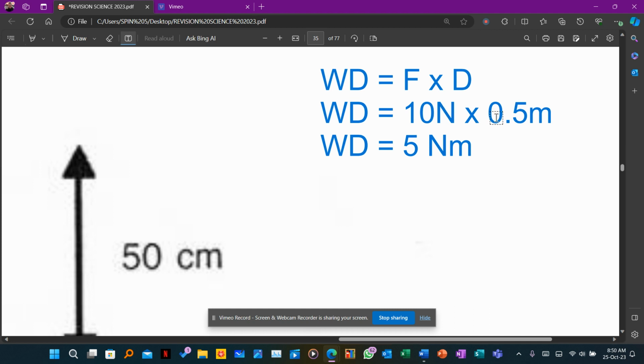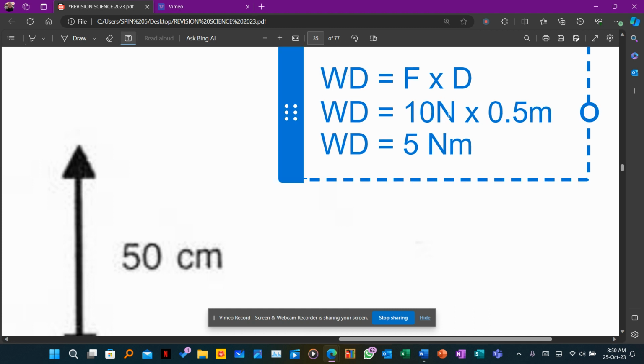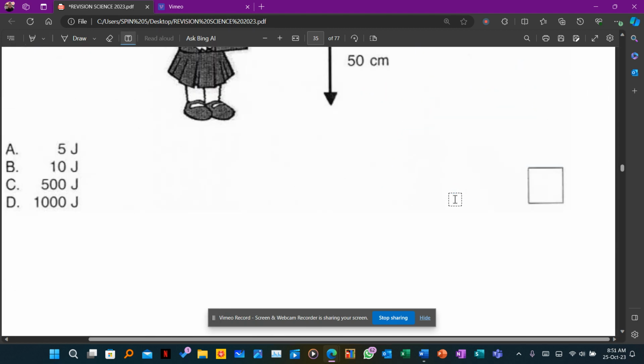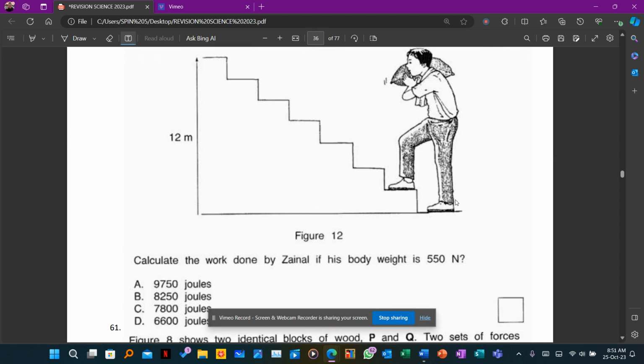You cannot change this to a numerical value, so you just leave the letter N, you leave the letter M. Okay, this can appear in section B as well, so please take note. Next one is a different calculation.